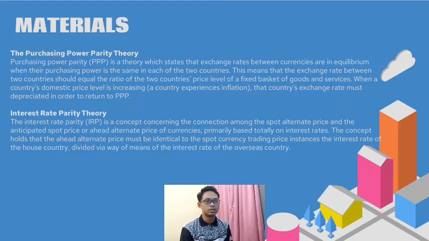Number two is the interest rate parity theory. The interest rate parity theory is a concept concerning the connection between the spot exchange rate and the expected spot rate or forward exchange rate of currencies, primarily based on interest rates. The concept holds that the forward exchange rate must be identical to the spot currency trading price, for instance, the interest rate of the host country divided by the interest rate of the foreign country.